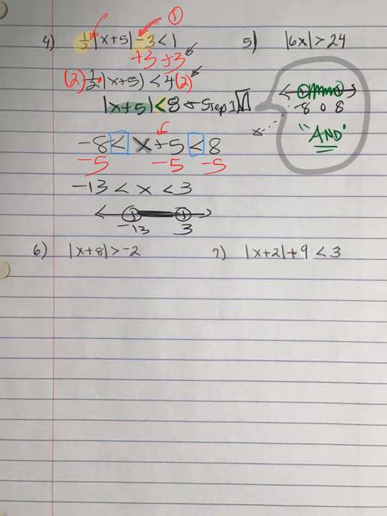Now remember, if those had been equal to symbols, wouldn't those be solid? Right? So those were not. So let's put it back to the way it should be.